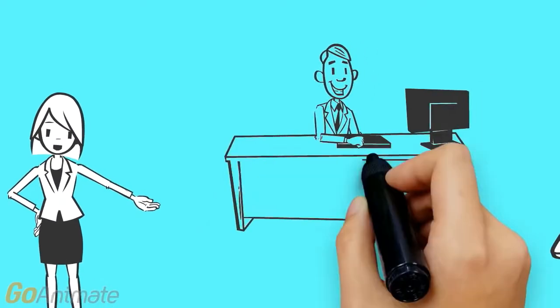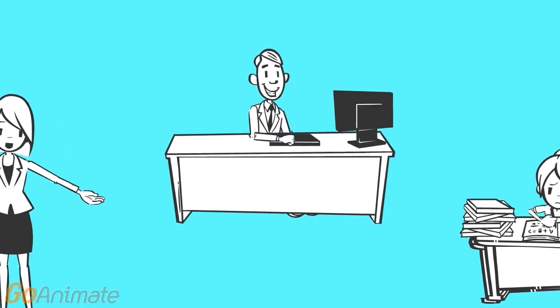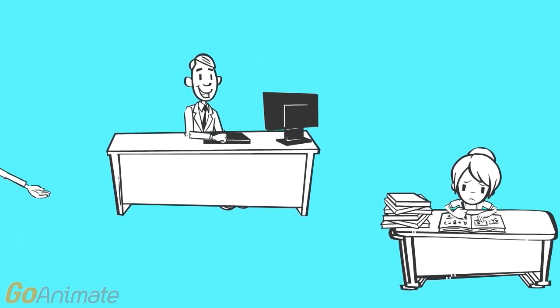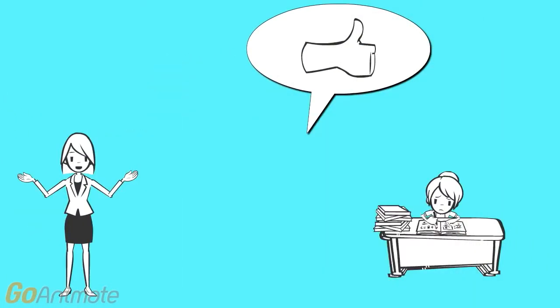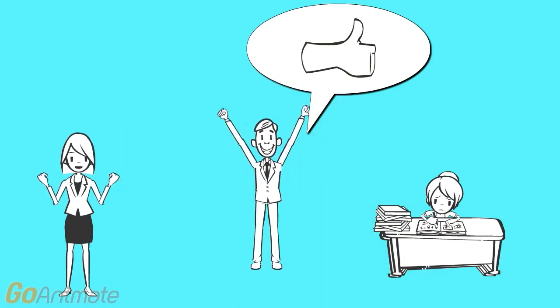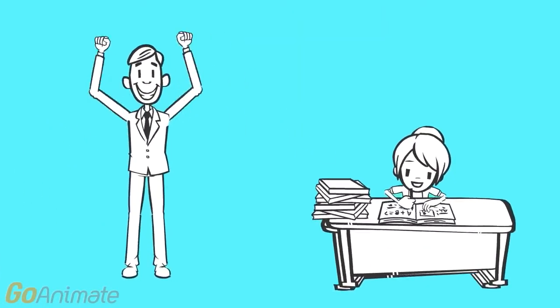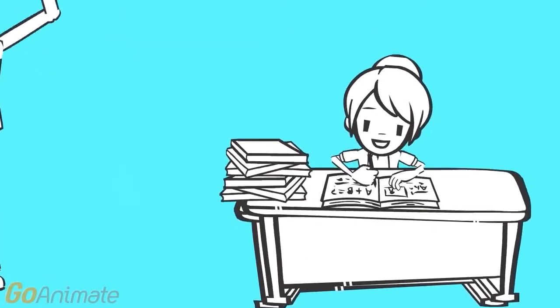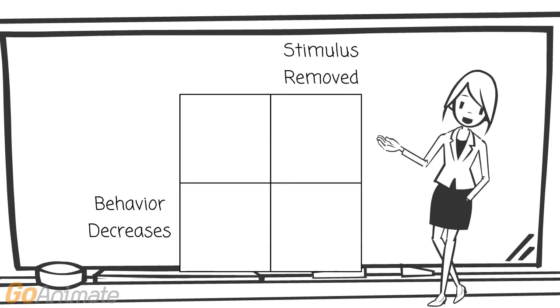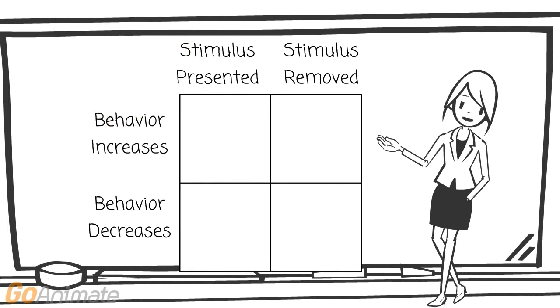For our first example, we have a student who is working diligently on her schoolwork. As a consequence, the teacher could show his appreciation for her hard work by providing positive feedback. In return, the student continues to work hard. In that example, we had a stimulus being presented, which caused behavior to increase. Therefore, we would call this positive reinforcement.